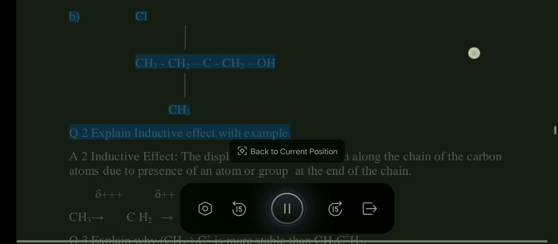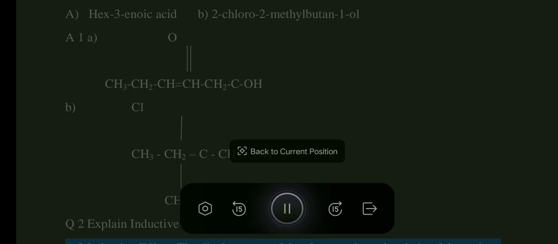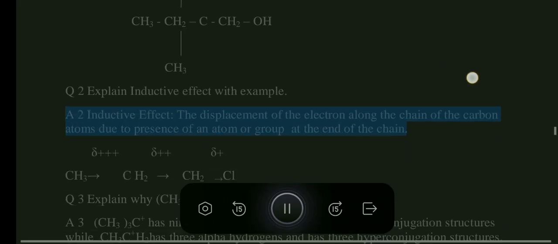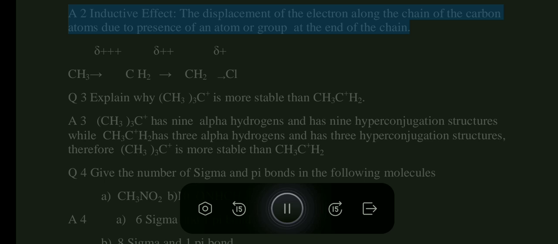A1: A. CH3CH2CH=CHCH2COOH. B. ClCH3CH2C(CH2OH)CH3. Q2: Explain inductive effect with example. A2: Inductive effect is the displacement of electrons along the chain of carbon atoms due to the presence of an atom or group at the end of the chain.